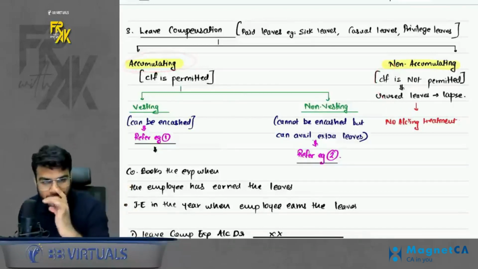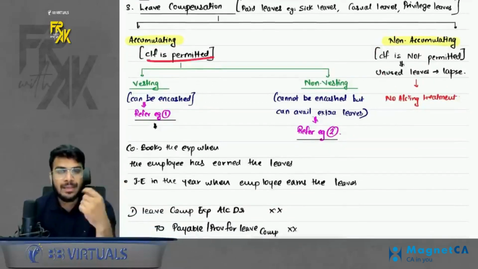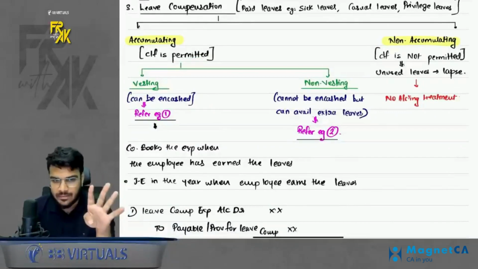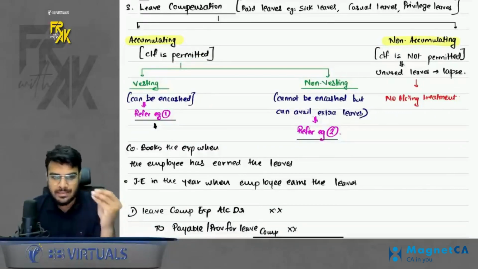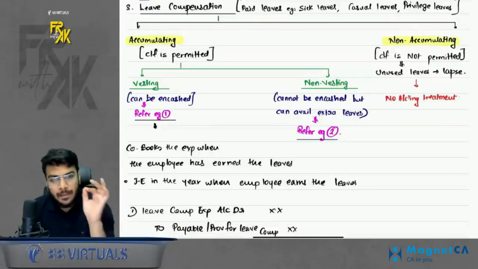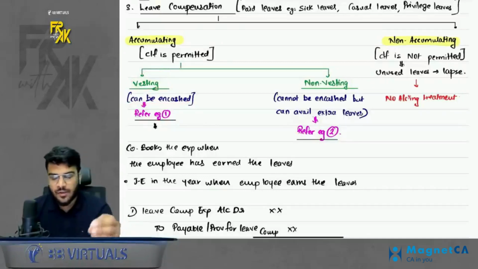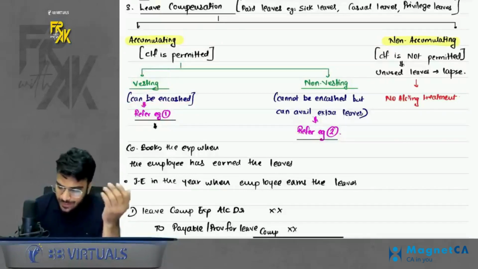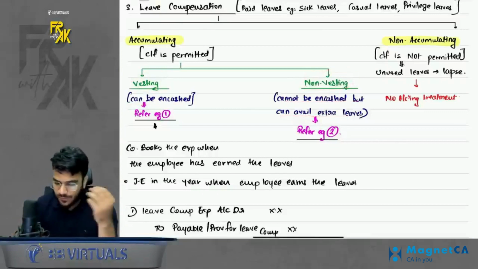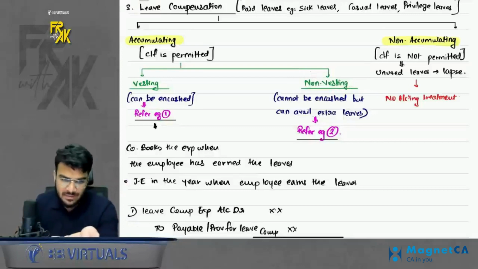What about accumulating leaves? That means it can be carried forward. So let's say, for example, in the current year, you had been given 40 leaves. Out of that, you only utilized 10 leaves. So in current year, how much leave balance do you have? 30. Now these 30 leaves in the next year, either it can be encashed, which is known as vesting, or in the next year, it cannot be encashed, but you can avail extra leaves, which is non-vesting. So either you can encash the leaves or you can use extra leaves in the next year.